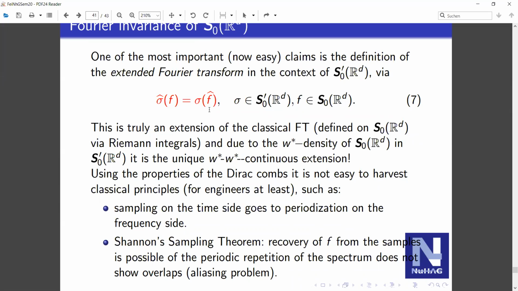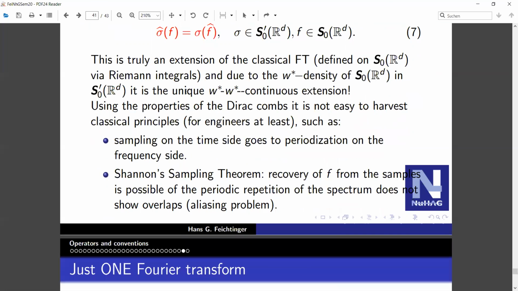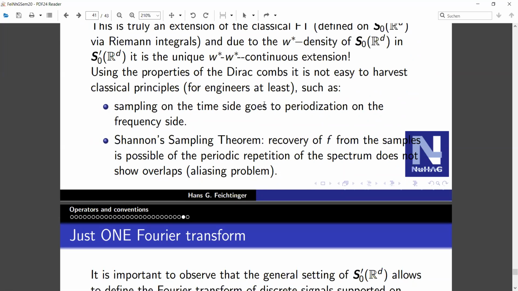So we have the only weak star continuous extension of the ordinary Fourier transform, because we have meanwhile already shown that S0 is weak star dense in S0 prime, and that this definition turns into a weak star continuous mapping, because it's an adjoint clearly of the ordinary. We are at the step of proving Shannon's sampling theorem, using the fact that the Dirac combs for arbitrary lattices are in the dual space, of course. Therefore, they have Fourier transforms, and by Poisson's formula, of course, these are accordingly Dirac combs living on the orthogonal lattices. In this way, you can show that periodization on the time side corresponds to sampling on the frequency side, and vice versa.